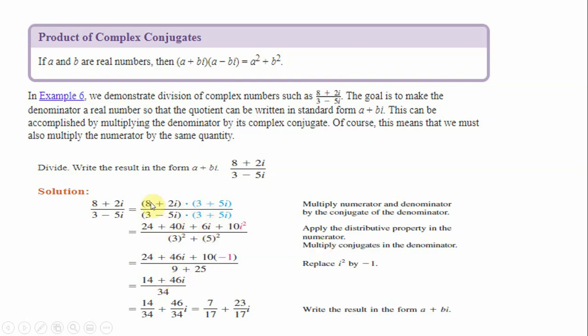Here I multiply out, distribute, distribute, distribute, distribute. i squared is -1, so that makes that -10 plus 24. There's my 14. I've got my 46i, and now my 9 plus my 25 is my 34. So anytime I have an a plus bi divided by a number, remember that's just the 14 over the 34, plus this 46i over that very same 34.